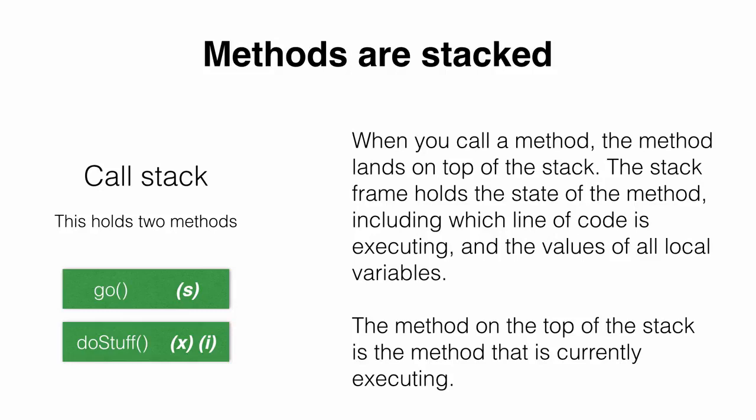So this call stack holds two methods. We have go and do stuff, and for go and do stuff, again, we have those local variables. When we call a method, the method lands on top of the stack. The stack frame holds the state of the method, including which line of code is executing and the variables for that particular method. The method on top of the stack is the method that is currently executing. When we're working with a stack, you can check the Oracle documentation for this, we're working with last in, first out. So that method currently executing on top of the stack is the method that is going to come off first. Let's jump down, I'll show you an example.